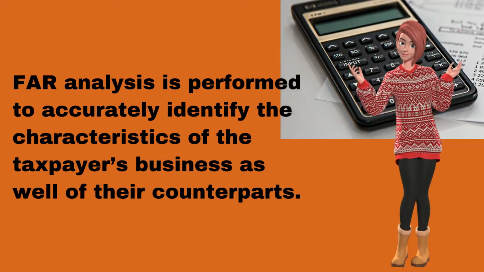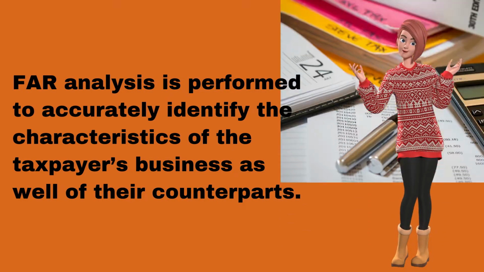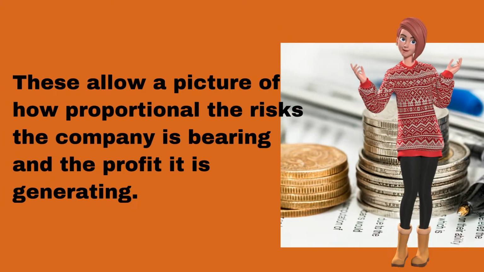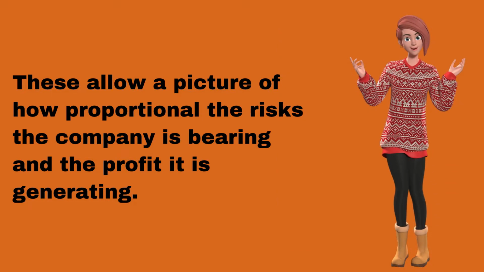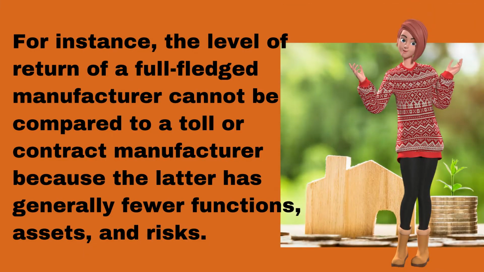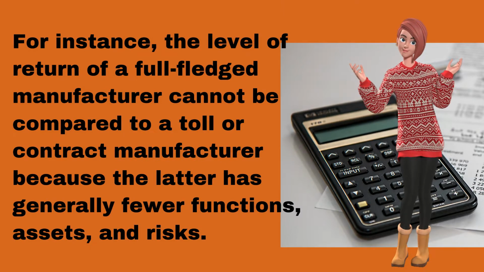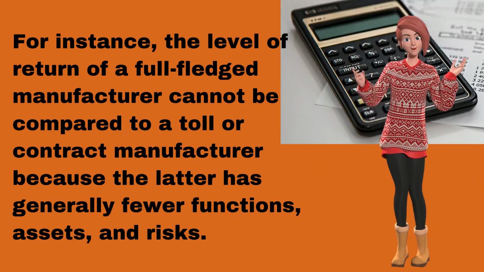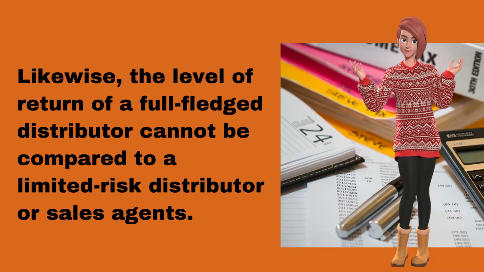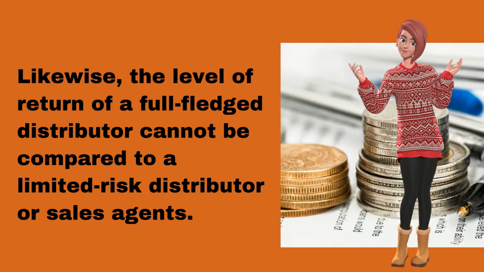FAR analysis is performed to accurately identify the characteristics of the taxpayer's business as well as their counterparts. These allow a picture of how proportional the risks the company is bearing and the profit it is generating. For instance, the level of return of a full-fledged manufacturer cannot be compared to a toll or contract manufacturer because the latter has generally fewer functions, assets, and risks. Likewise, the level of return of a full-fledged distributor cannot be compared to a limited-risk distributor or sales agents.